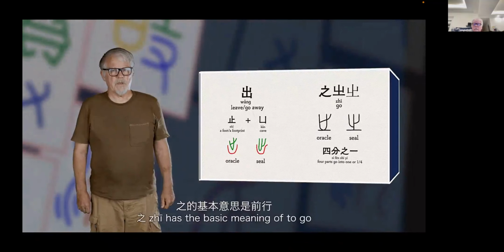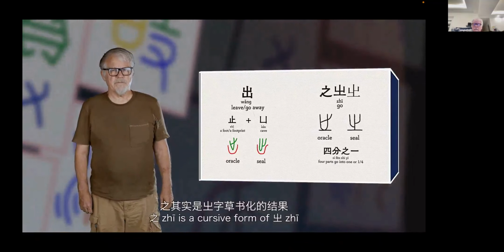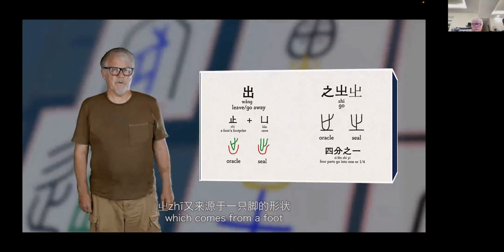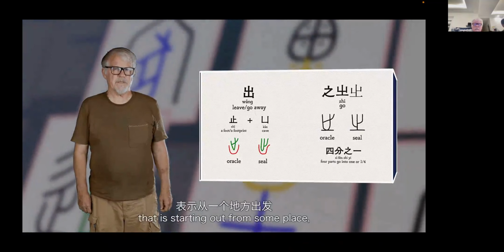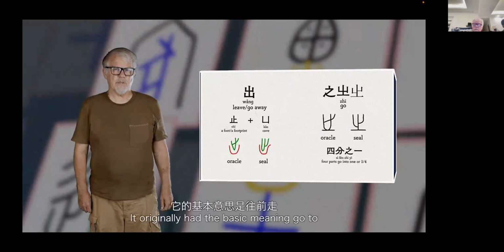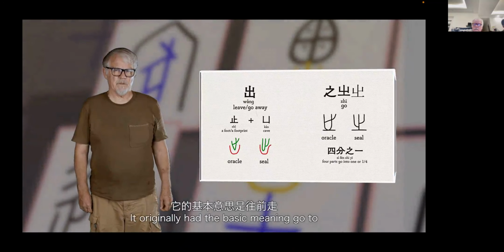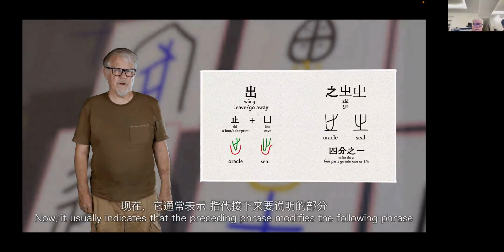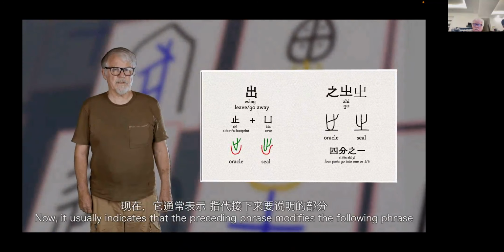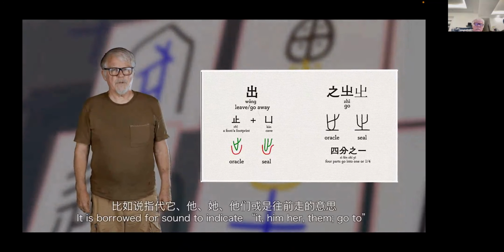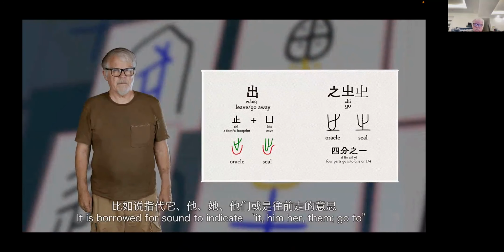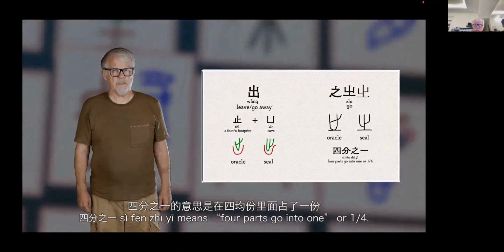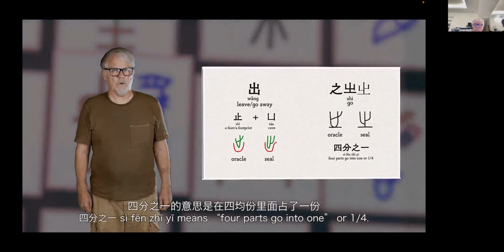Zhi has the basic meaning of to go. Zhi is a cursive form of zhi, which comes from zhi, which comes from a foot that is starting out from someplace, a bottom line. It originally had the basic meaning of to go. Now it usually indicates that the preceding phrase modifies the following phrase. It is borrowed for sound to indicate it, him, her, them, or go to. Si fen zhi yi means four parts go into one, or one quarter.